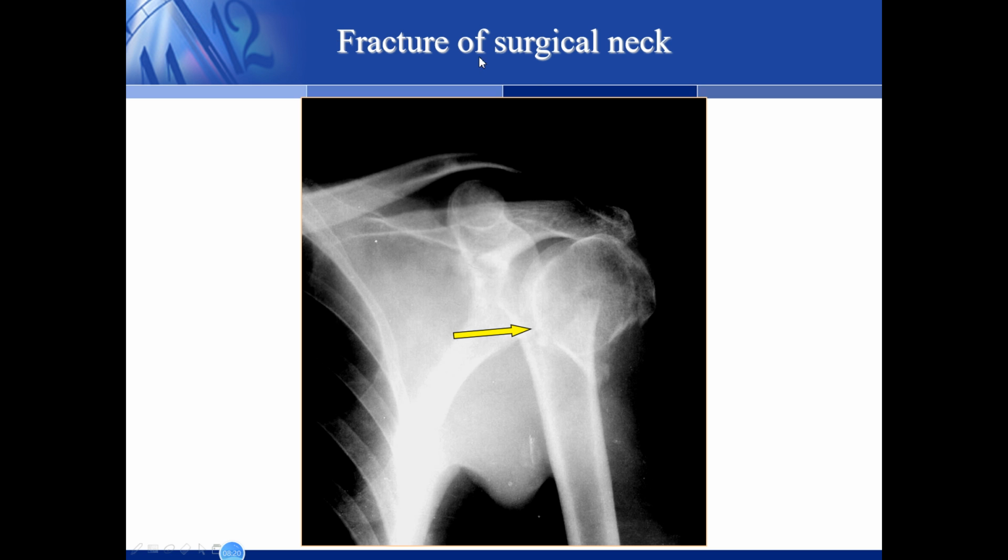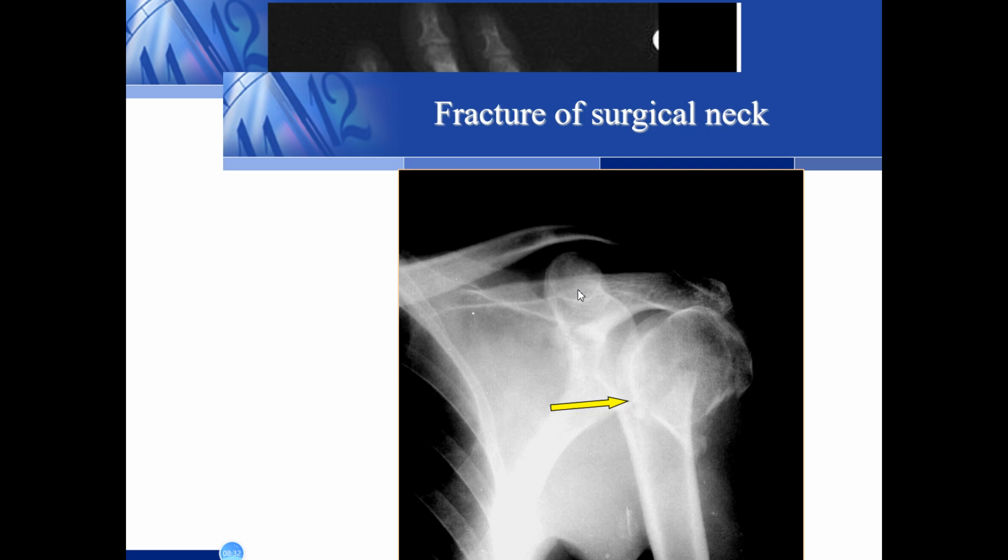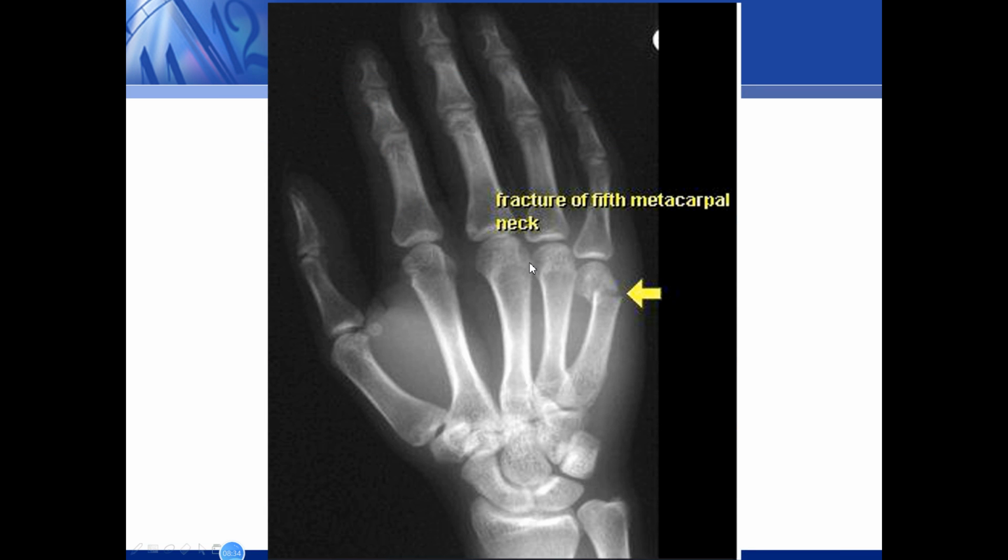Here is a fracture of the surgical neck, and we could see the head of the humerus displaced. And here are the films of fracture of the fifth metacarpal neck. Here, it's a fracture.